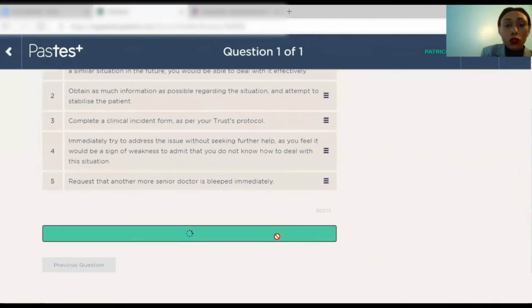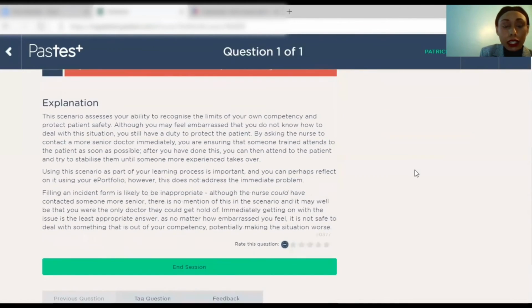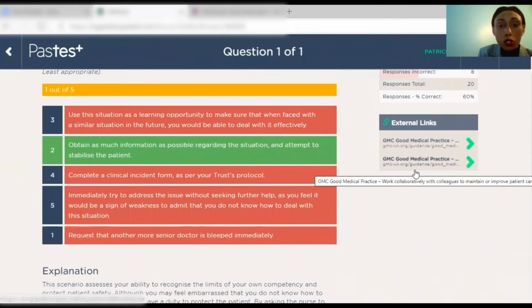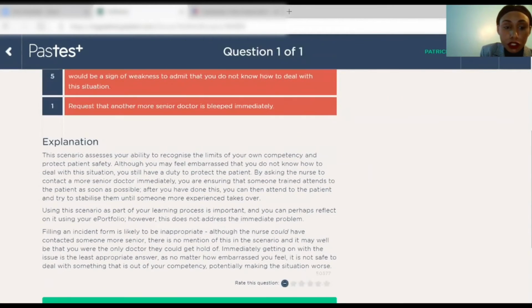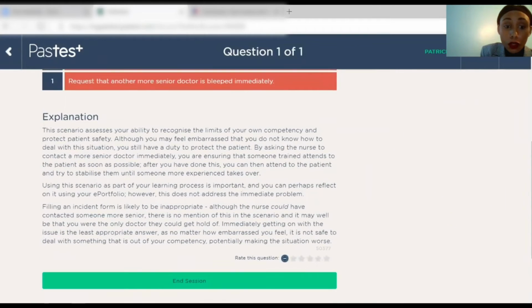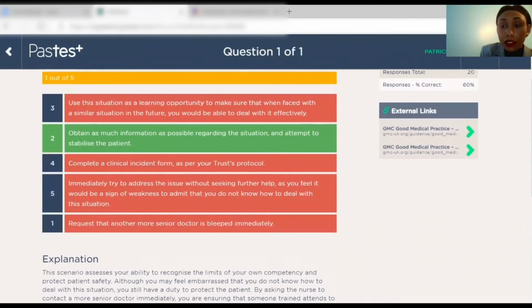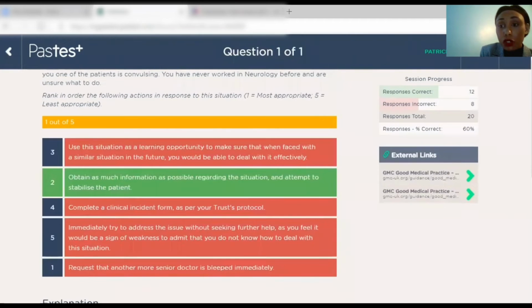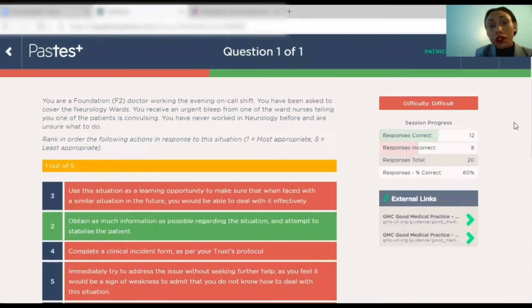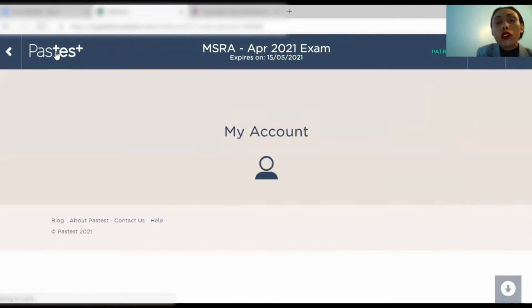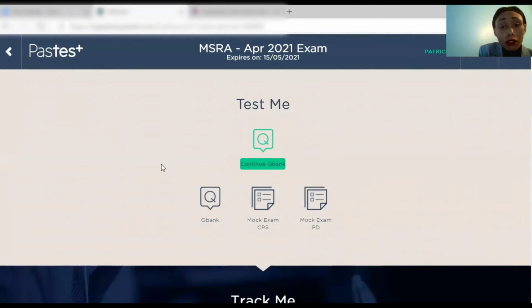So I'm not going to rank it all. I'm going to submit it. And it tells you here what you should do in the order that you should do it. So 1, 2, 3, 4, and 5. And it has very, very good explanations as to the order. Again, there are some external links to the GMC, which again, you should be familiar with in terms of good medical practice. Now, this was a very difficult question. Like I said, I selected very difficult questions for you. So don't be too hard on yourself if you're struggling, because they are very, very hard questions.